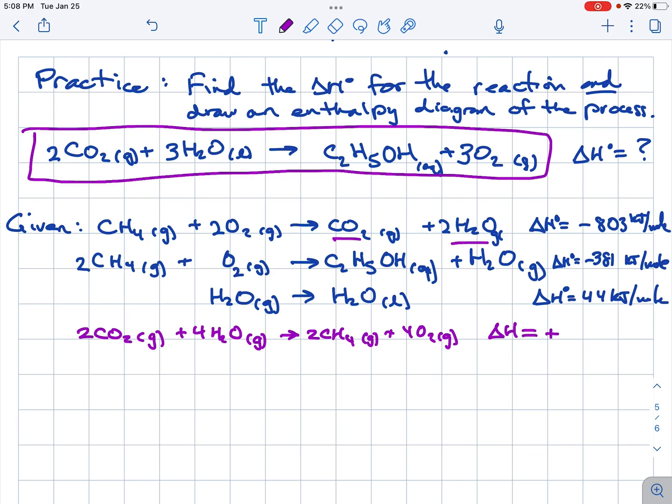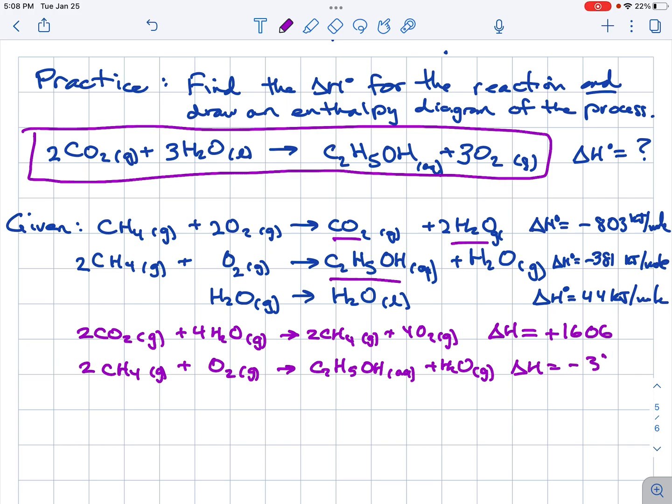So this is going to be positive 1606 kilojoules per mole. So far, so good. We've got ethanol in this next one, and it's on the correct side. So it looks like we don't have to do anything to that one at all. So we're going to do this as 2 CH4 gas, we're just going to copy it down, in other words, plus O2 yields ethanol, C2H5OH, plus water, gas again, and the delta H just stays the same, minus 381.